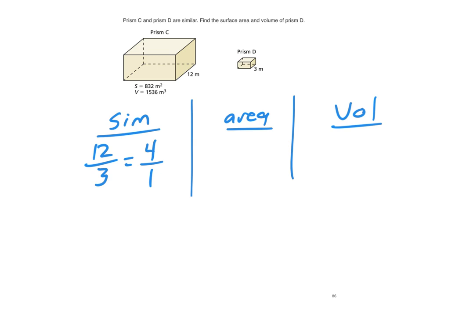The area ratio would be 16:1 because you got to square both of those numbers. The volume ratio would be 64:1 because you got to cube them both. Okay. And then you could set up your proportions from there. But you got to find the ratios first.